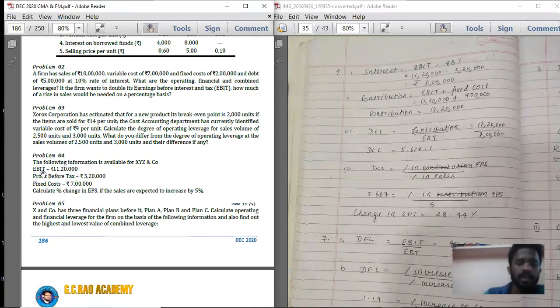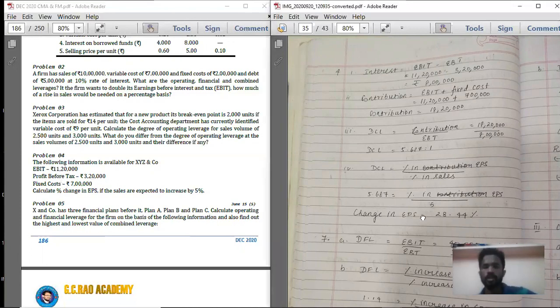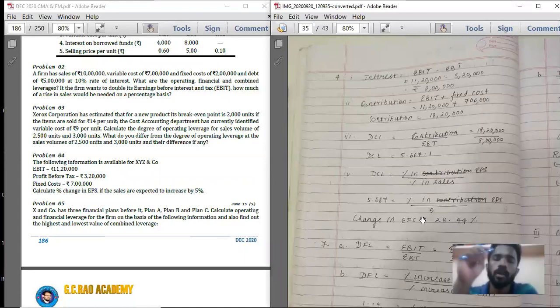What they have given is EBIT and PBT. If we deduct both, we will get the interest. If we deduct 3,20,000 from 11,20,000, we know the interest. And by dividing EBIT by EBT, we will get the degree of financial leverage. So with this, we will move on to problem number 4. Come to the notes. Take down problem number 4.